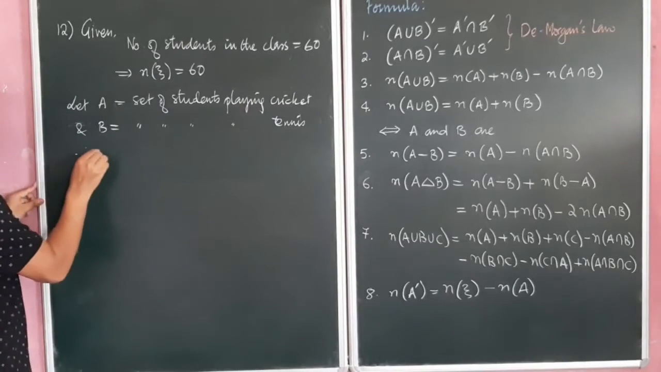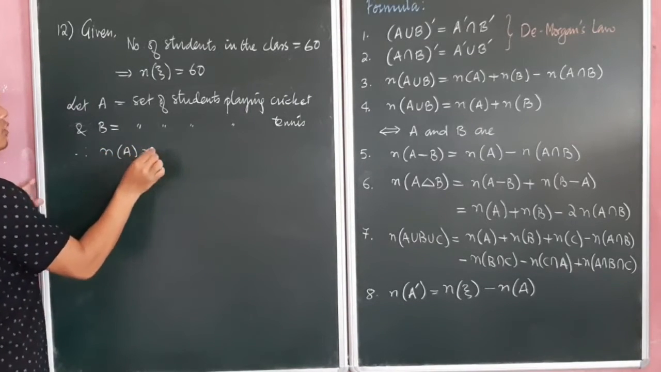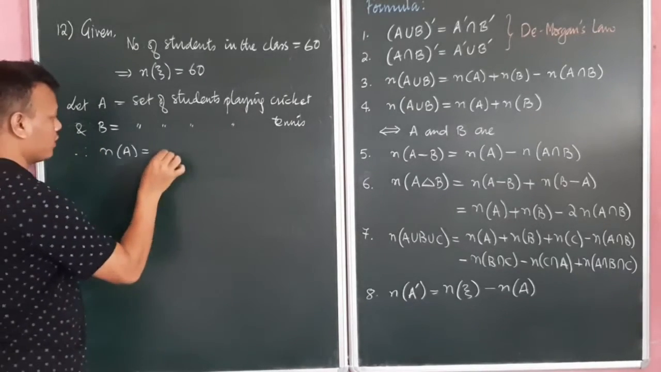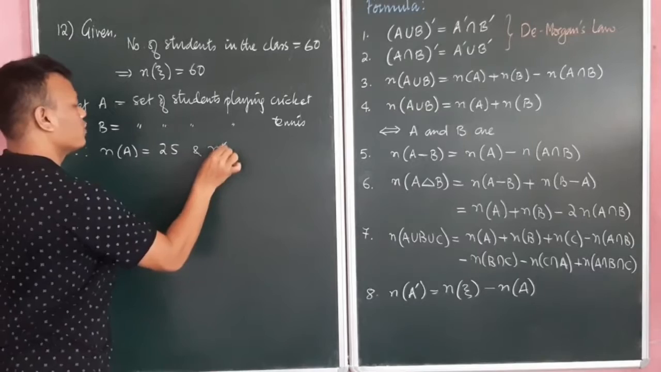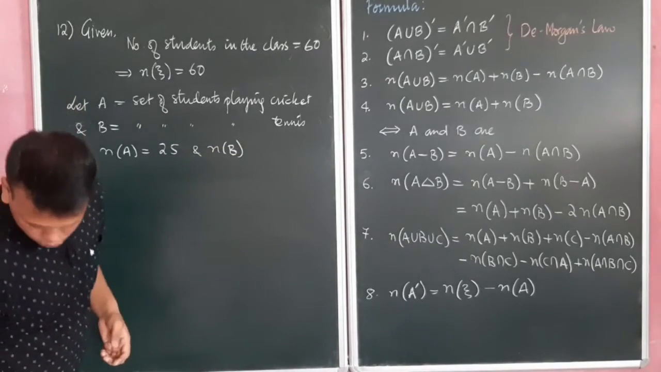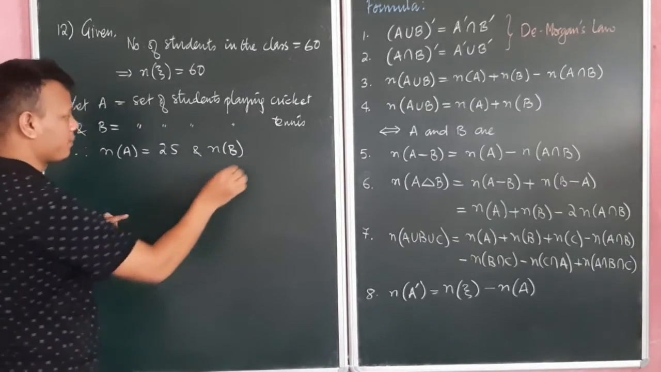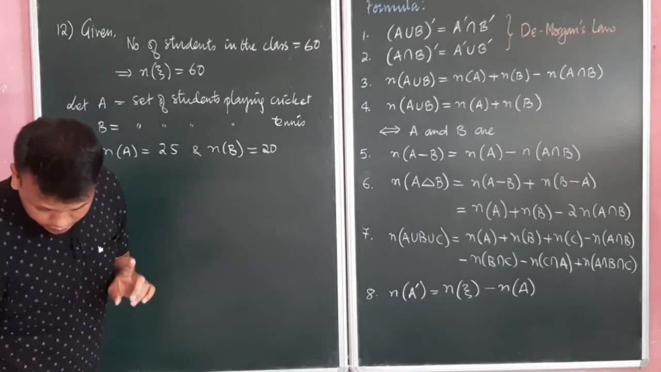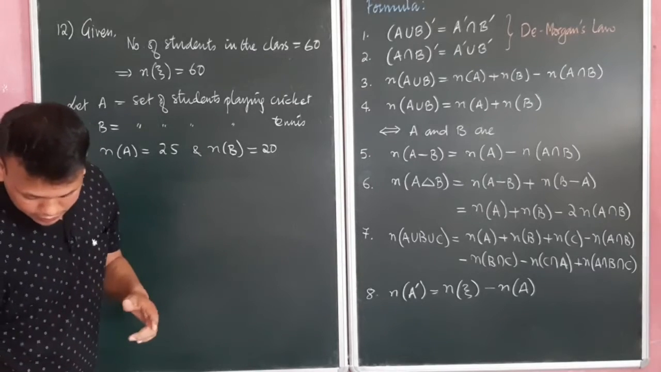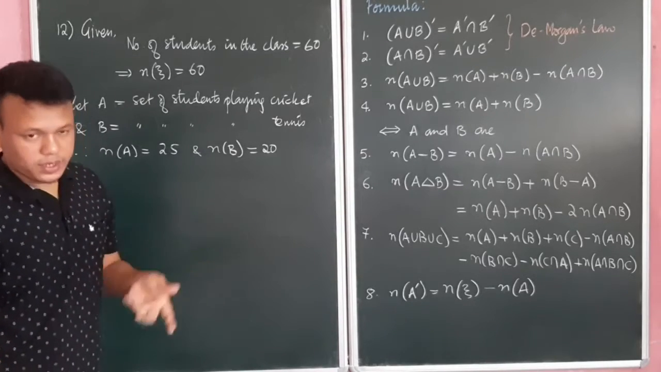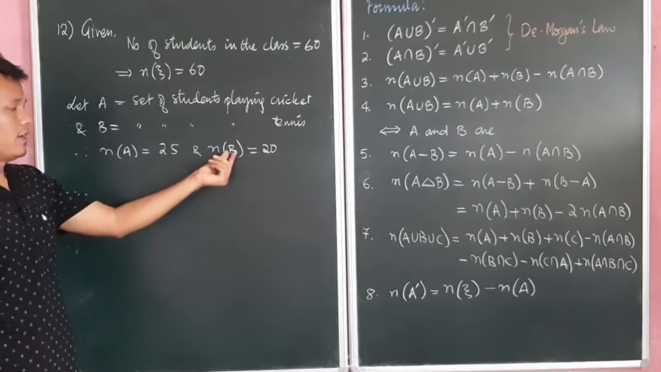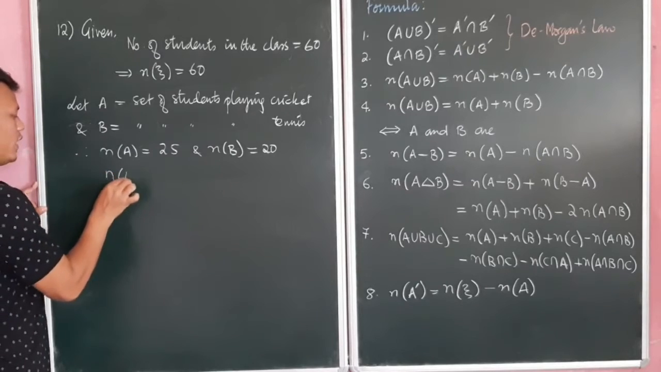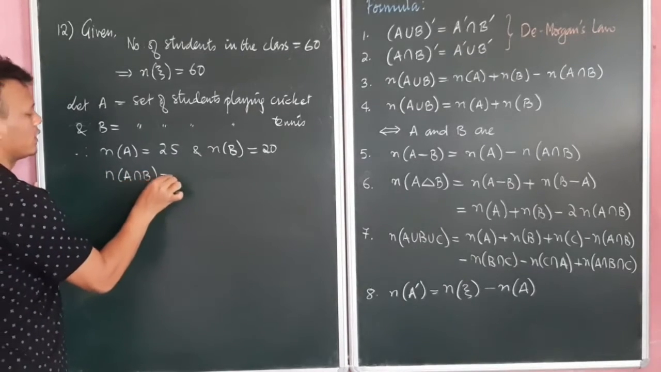So what is given to us? N of A, the number of students playing cricket, is given to be 25. And the number of people playing tennis is given to be exactly 20. One more thing is given, that 10 students play both the games, that means cricket and tennis. So "and" means intersection is given. So n of A intersection B is given to be 10.